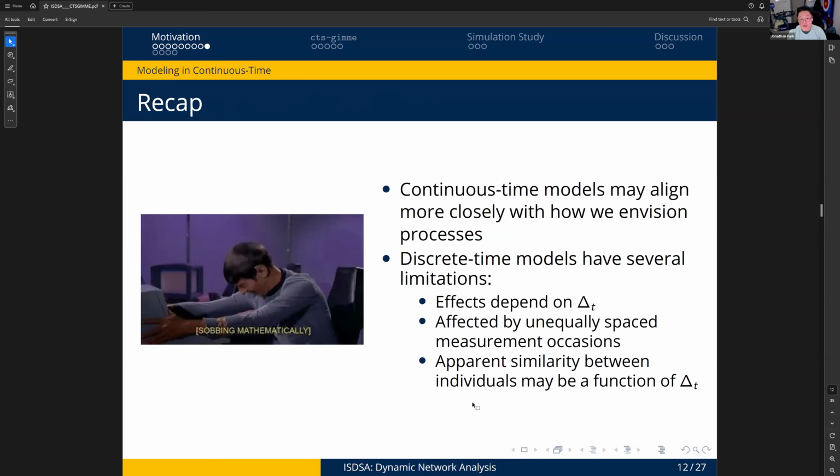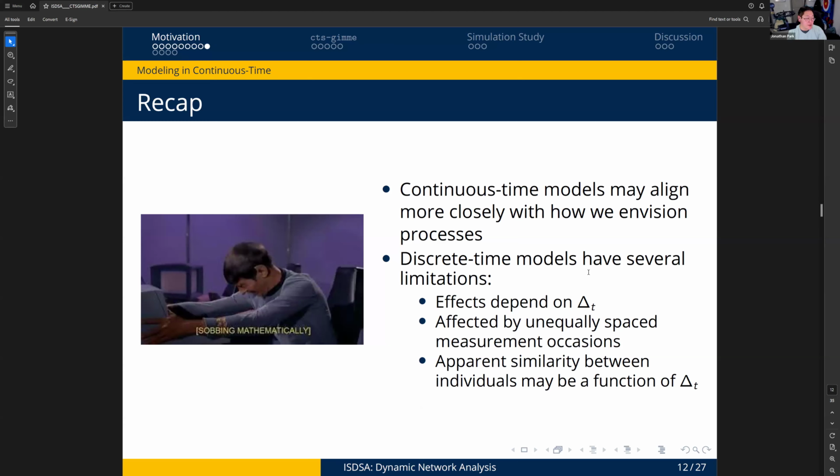So just to recap, because that was a lot of math, continuous time models theoretically probably align with how a lot of us think about processes. I keep using emotion and psychopathology examples, but you can imagine that a lot of processes probably continue existing, whether we measure them or not. And so just treating the observed realizations of these processes as the things that we model seems to not really align with what we're thinking.